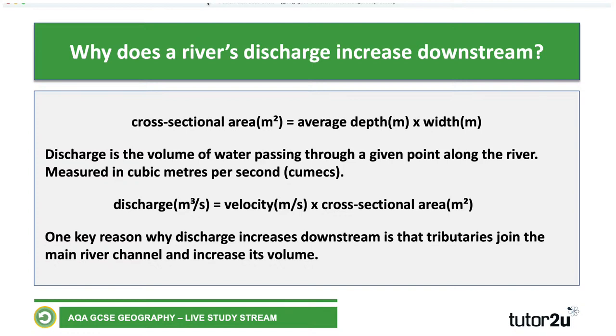That's the cross-sectional area. And then in order to find out what the discharge is, you have to find out what the velocity is. So you either put in an orange or a cork and measure it over a specified distance to find out the velocity of the river. If you multiply velocity by the cross-sectional area, you will get your discharge, which is meters cubed per second. And it tells you there that one of the key reasons why the discharge increases as we move downstream is that more and more tributaries are joining the main river channel. So there's far more water entering and it's increasing its volume.